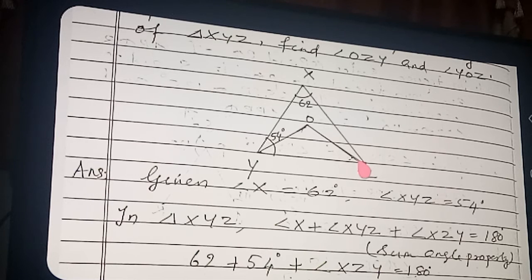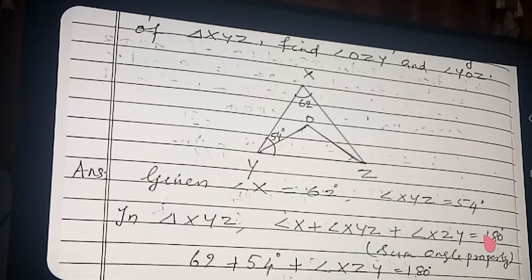Think yourself, which property can you apply for finding out this angle Z? Which property do you say in your mind? Angle sum property. So what does the angle sum property say? Angle X plus angle Y plus angle Z is equal to how much, as you have studied? 180. Sum of all angles is equal to 180.